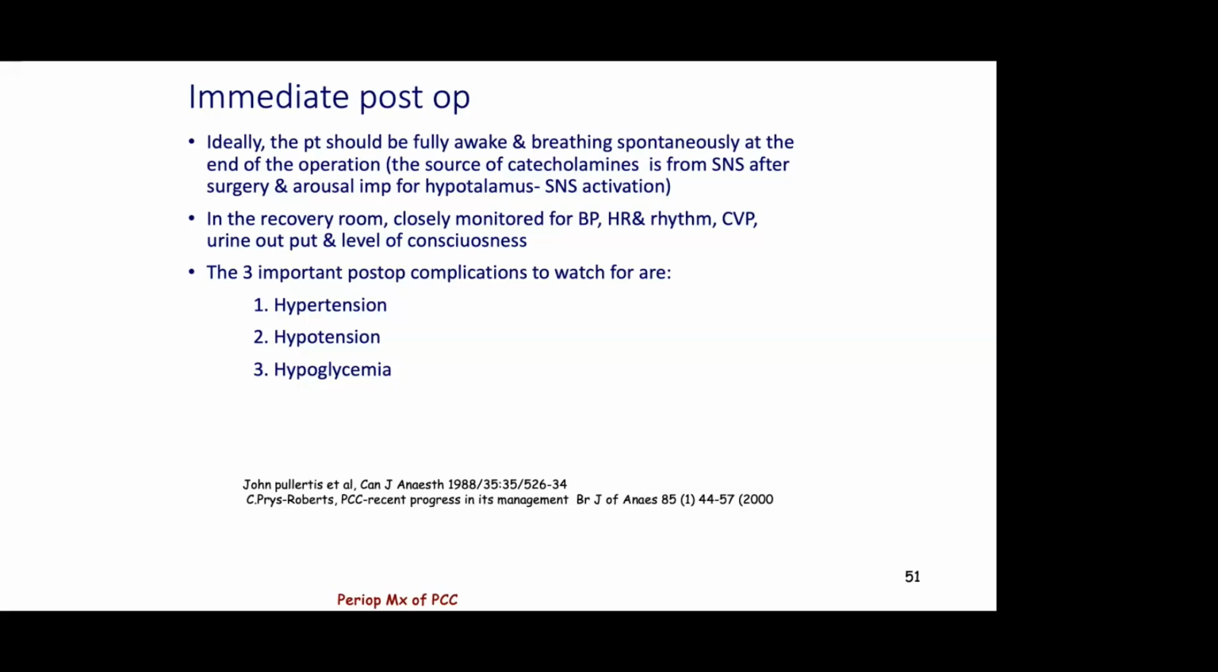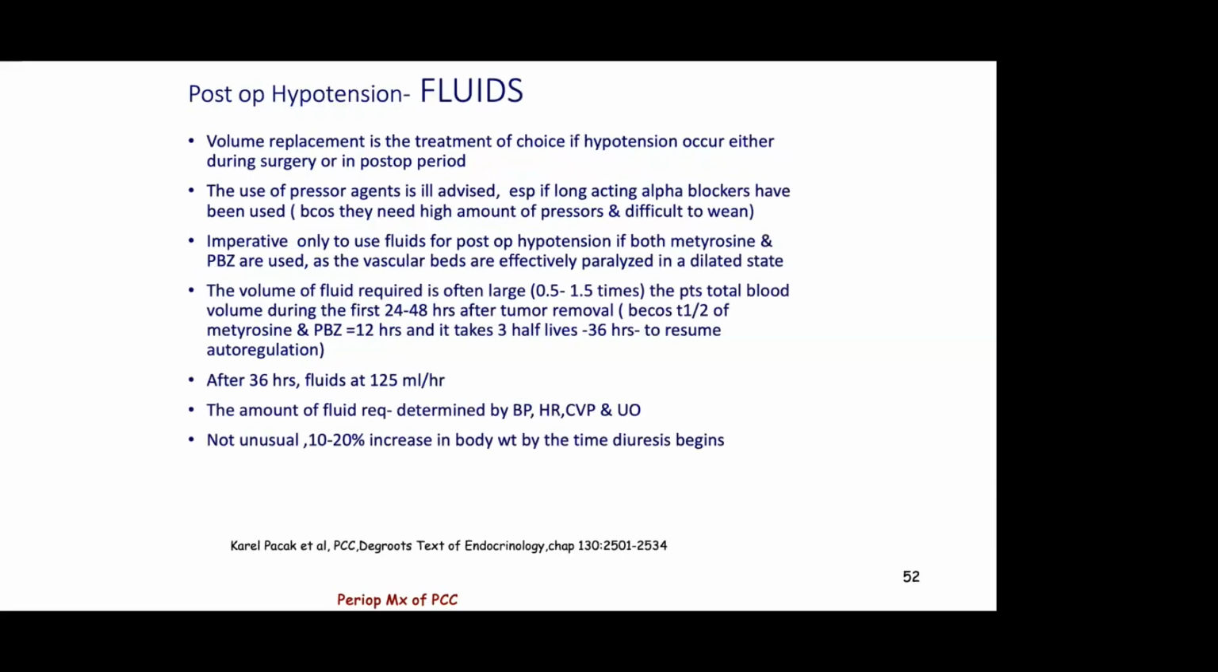The three important complications that we have to watch for are hypertension, hypotension, and hypoglycemia. Post-op hypertension is managed with high amounts of fluids. We can go up to 125 milliliters per hour. It is best monitored through urine output, and it has to be titrated as and when the BP starts improving.